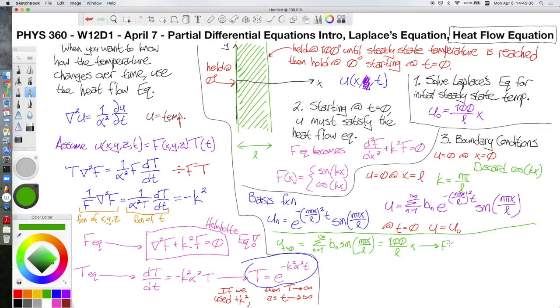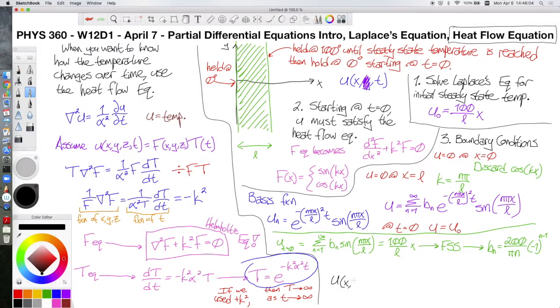So now you can do the Fourier sine series here to get that the value of b sub n is 200 over pi n times negative 1 to the n minus 1, which means that this will be equal to 200 over pi n for odd n and negative 200 over pi n for even n. So then we can finally write the answer to this problem.